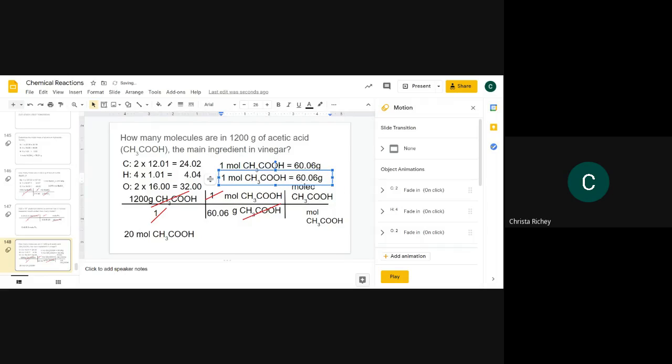So 1 mole has how many molecules in it? A lot. Avogadro's number's worth. This is just going to be a very messy slide. Okay, so that means Avogadro's number is going to end up going in this space as well. Let me move this over to the side.